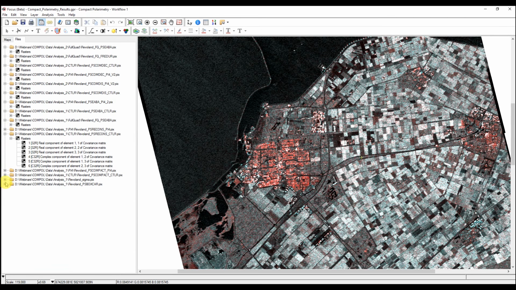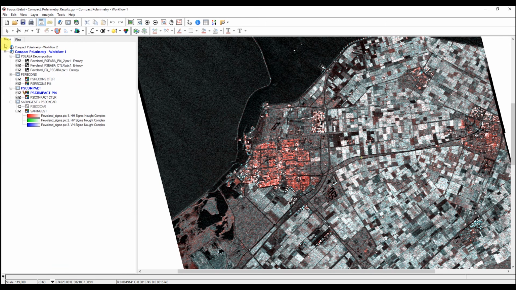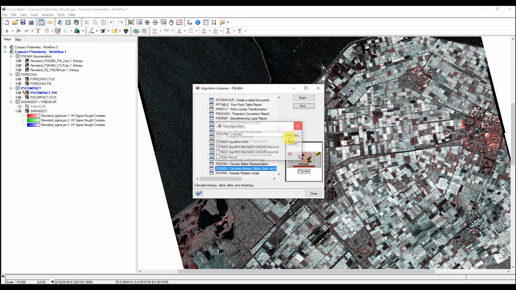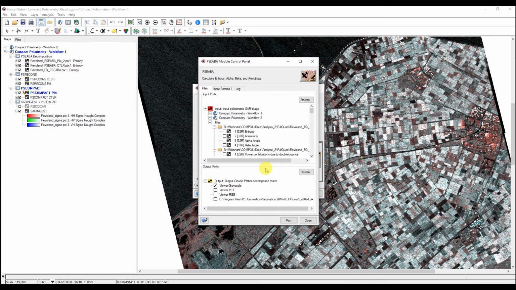So now using my reconstructed pseudo quad image, I can now extract my decomposition parameters. And I'm going to do this using the SIBA PPF. So basically the SIBA PPF is a Claude-Pottier decomposition method.